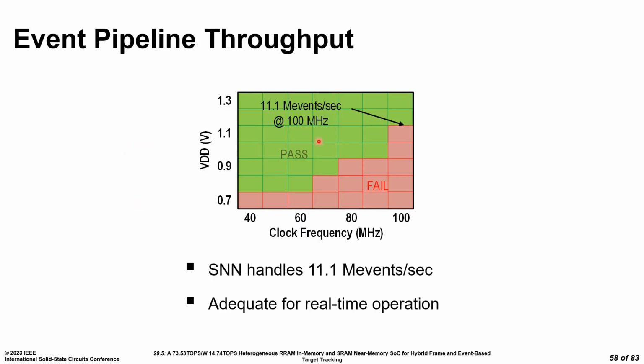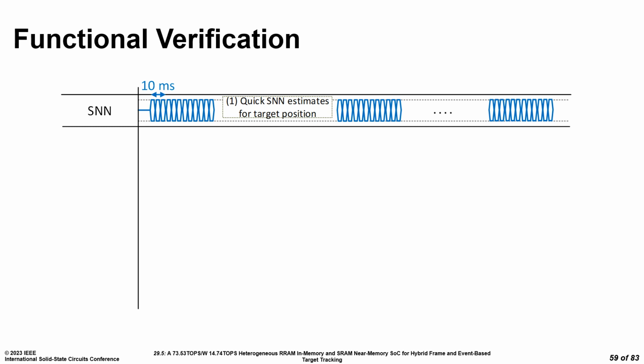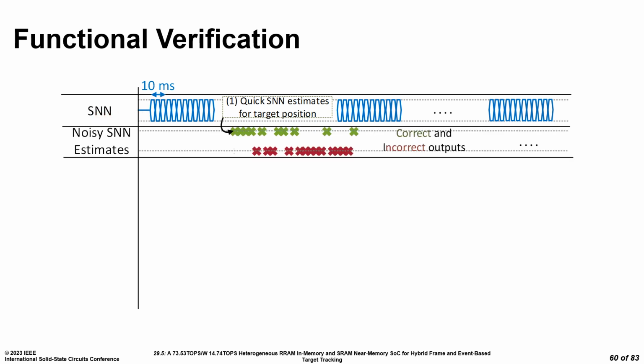We also characterize the event pipeline for SNN as shown here, and with 100 megahertz clock, the SNN can process more than 11 million events per second. So now we have all the pieces of the puzzle in place. This is how this chip benefits the application. SNN provides high-speed outputs that are shown here, and they are compared with the most recent CNN anchor to check if they are correct or not.